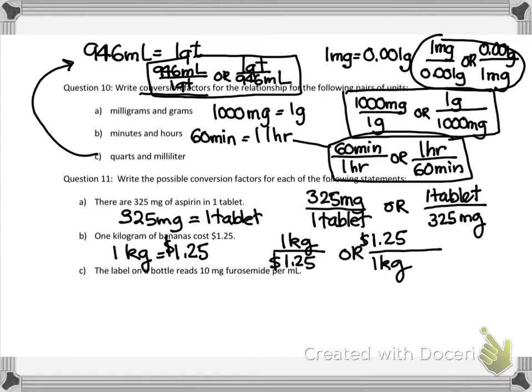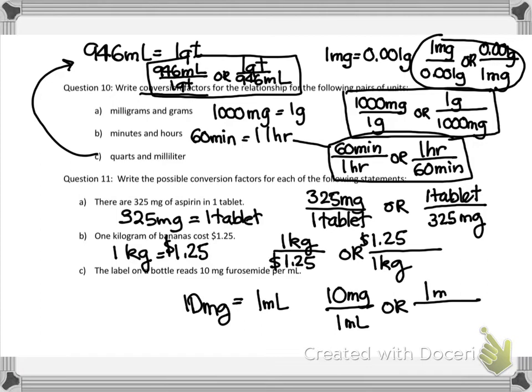And then finally, letter C says the label on the bottle reads 10 milligrams of furosemide per milliliter. So that's for 1 milliliter. So I could say 10 milligrams is in 1 milliliter of my solution, or 1 milliliter has the 10 milligrams. So you can see, to write a conversion factor, you have to first find 2 things that are equal and then put one of them on the numerator and one of them on the denominator.